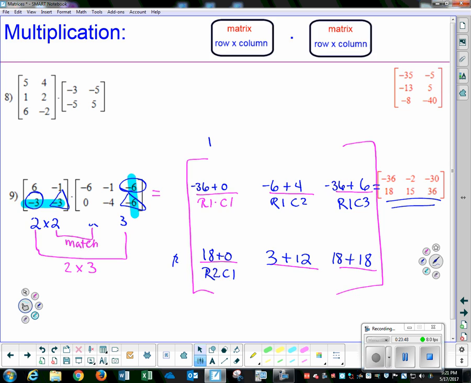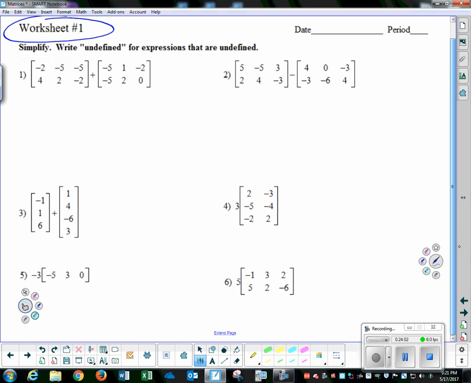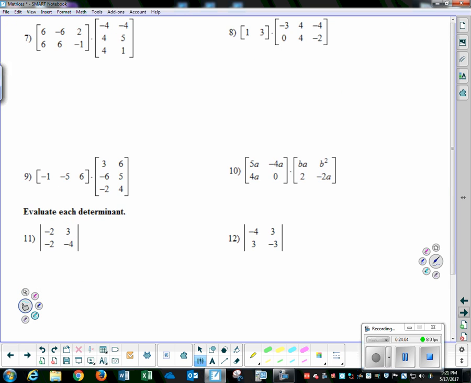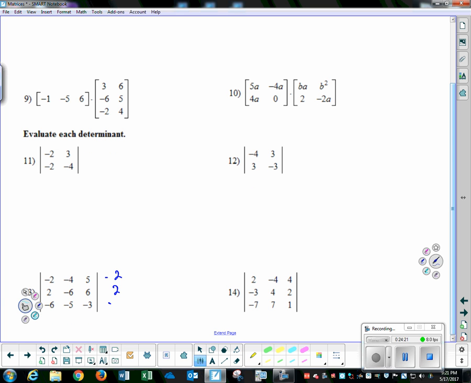All right, so you have now learned multiplication. You have a worksheet for an assignment and a little bit of addition, subtraction, scalars are easy. You might have seen those on your ACT exam. And then you get into multiplication. Be sure you check the size of the matrix to make sure you can do it. And then you've got some determinant work. Is there a 3 by 3? Yep, you've got a 3 by 3, so you're going to extend those rows, like we talked about. And then do the diagonals. All right, party on. See you guys tomorrow.